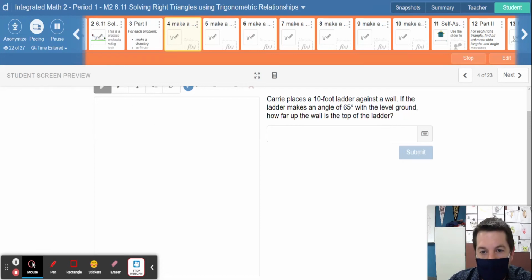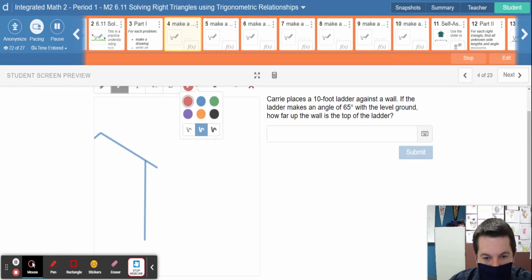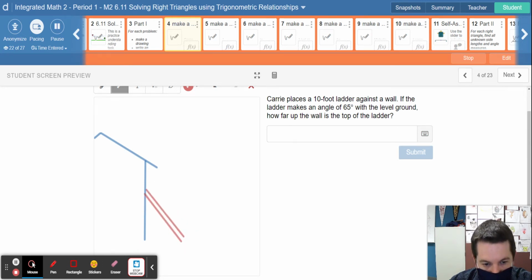All right, so in this problem, we have a 10-foot ladder that's against a wall. So I'm going to draw a house here. So we have a house here, and the ladder is leaning up against the wall. And so it's a 10-foot ladder, so I'm going to draw this ladder here. And it's 10 feet.